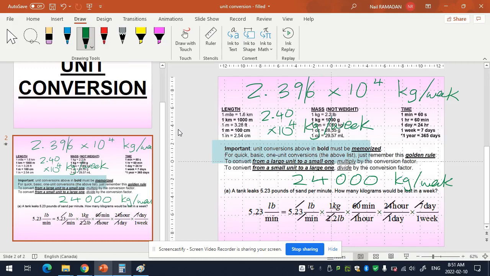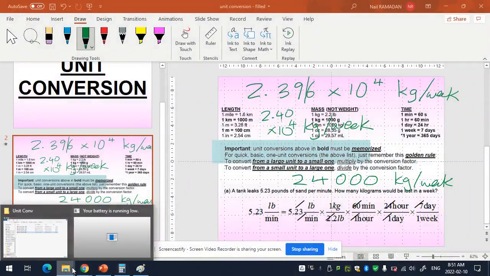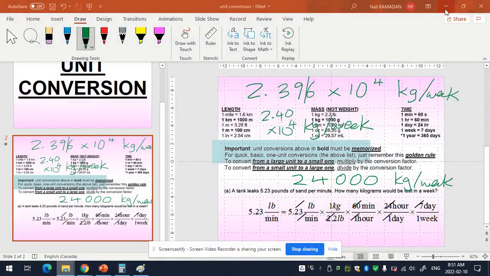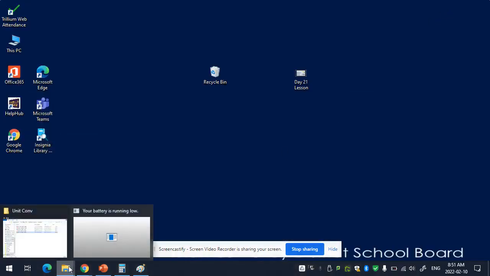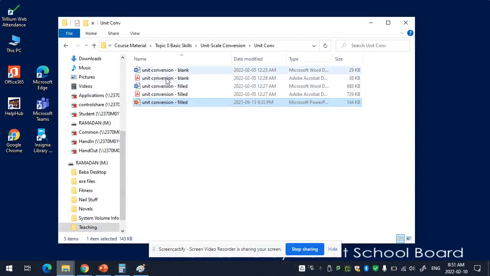Okay. All right. Let's do the next one. So now let's go to the worksheet. One second. All right. Unit conversion. Please go ahead.